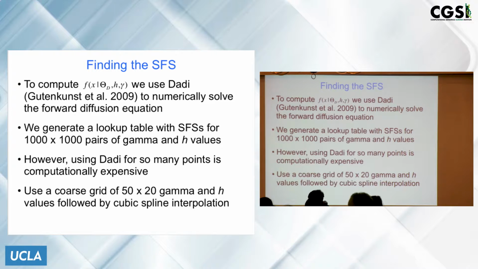And so what Christian decided to do was actually do a coarse grid of 50 by 20 values. So, when I say gamma here, that's the selection coefficient scaled by the population size. So just think about it as the strength of selection. And so use a coarse grid and then cubic spline interpolation.